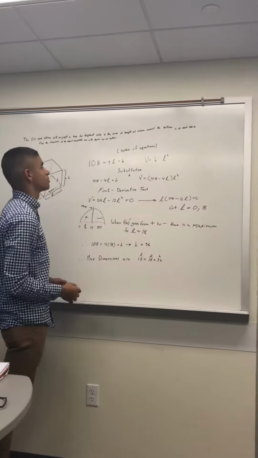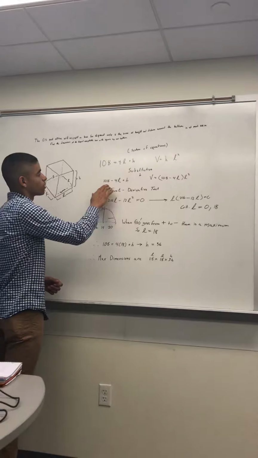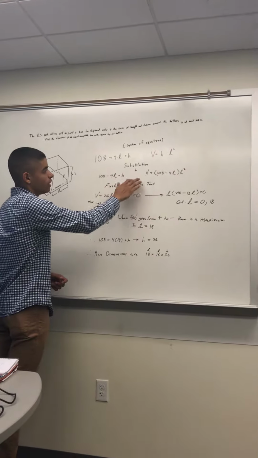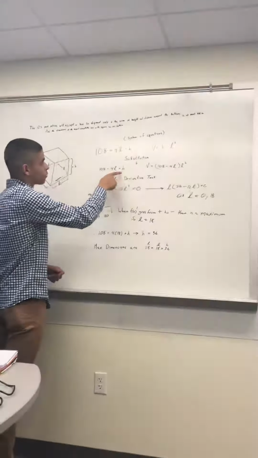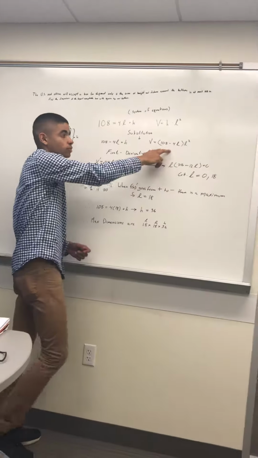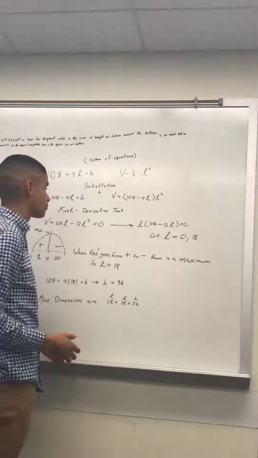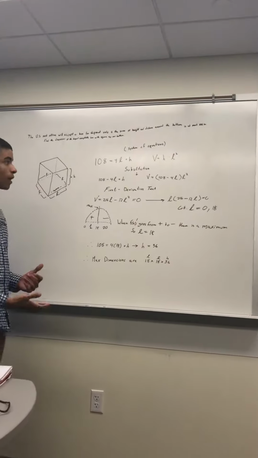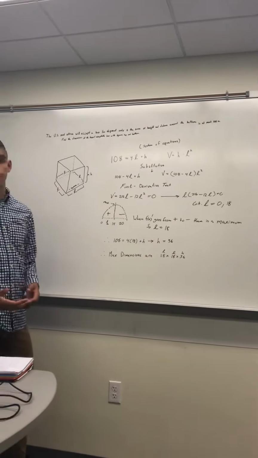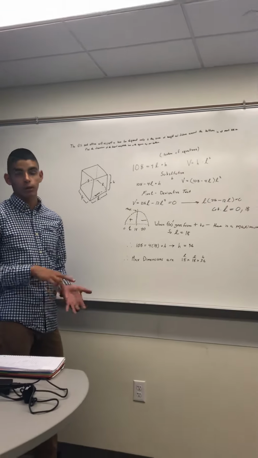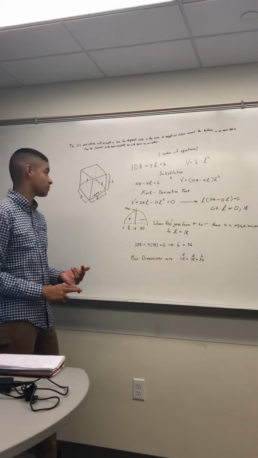Using a system of equations, I just use substitution. So 108 minus 4L equals H. And H plugged into your volume equation gives volume equals 108 minus 4L times L squared. Once you have the full equation with just one variable, we can use our derivative test to find our critical points, and then from there test for a maximum value.